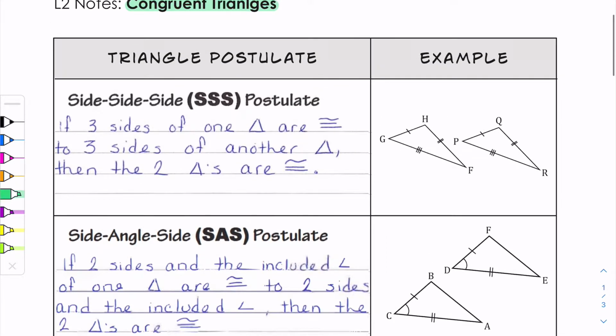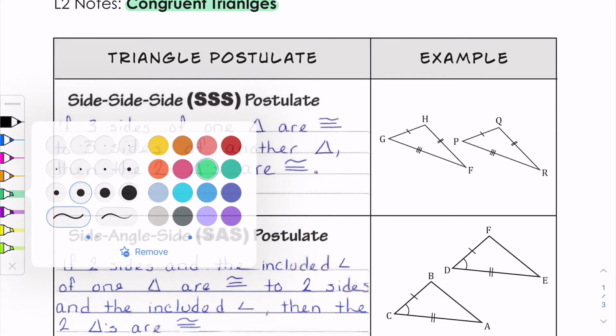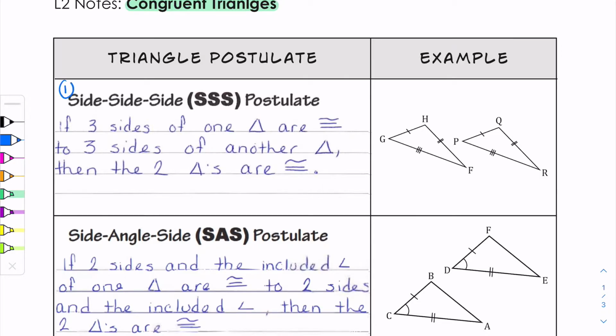So there's 4 different postulates we're going to go through. And the postulates deal with sides and angles of a triangle. So these 4 are the only 4 that prove to be true, and you'll see what I'm talking about as we go through them. So the first one is called the side, side, side postulate, and this says that if 3 sides of one triangle are congruent to 3 sides of another triangle, then the 2 triangles are congruent.